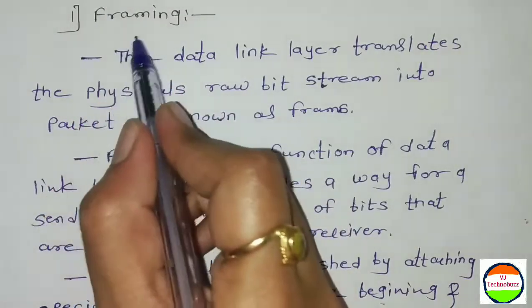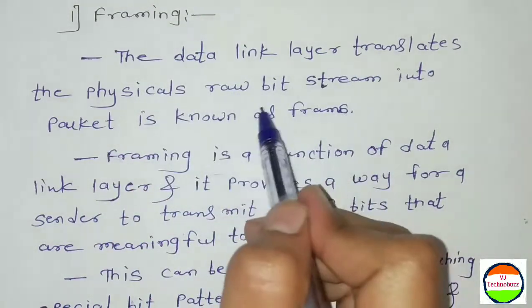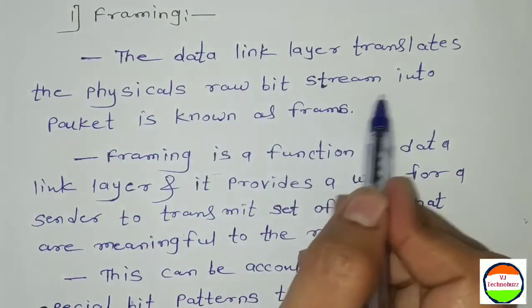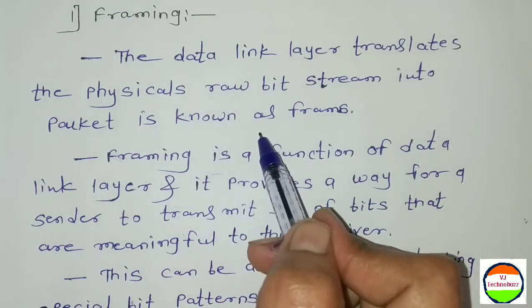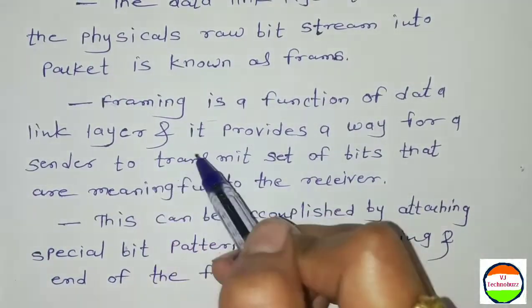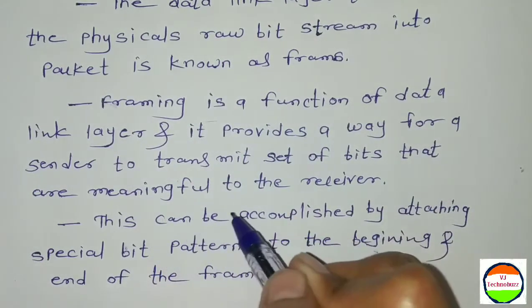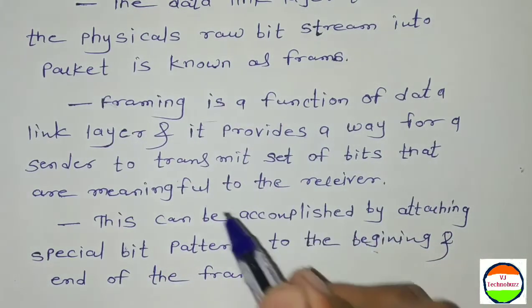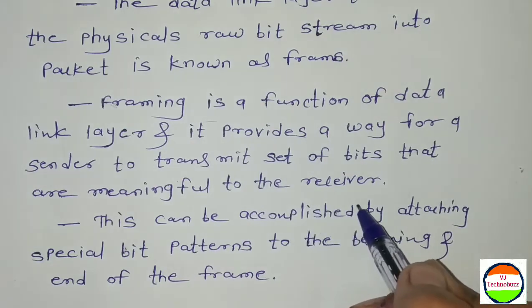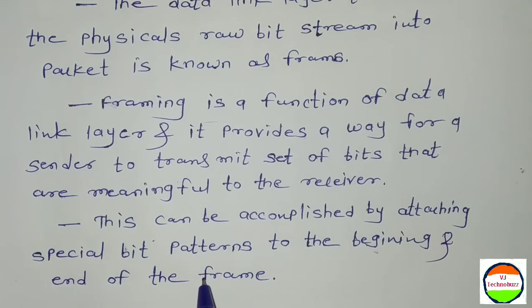This is the first function of the data link layer, that is framing. It translates the physical bit stream into packets known as frames. Framing provides a way for a sender to transmit a set of bits that are meaningful to the receiver. This can be accomplished by attaching special bit patterns to the beginning and end of the frame.